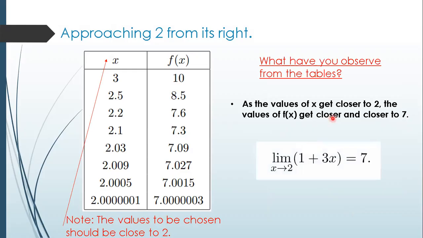Then our limit of the quantity 1 plus 3x as x approaches 2 is equal to 7. So if you are wondering how we get 7, this illustration here is just an assumption that the limit of 1 plus 3x as x approaches 2 is equal to 7, because based on our observation from the tables, the limit of the function 1 plus 3x as x approaches 2 is equal to 7.